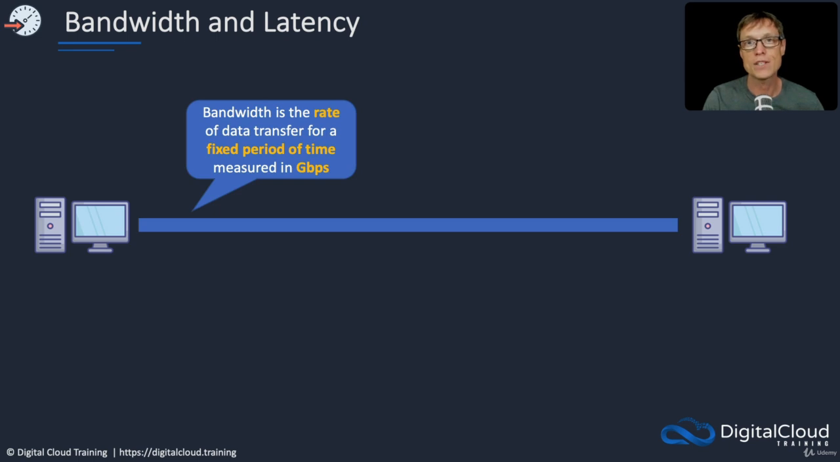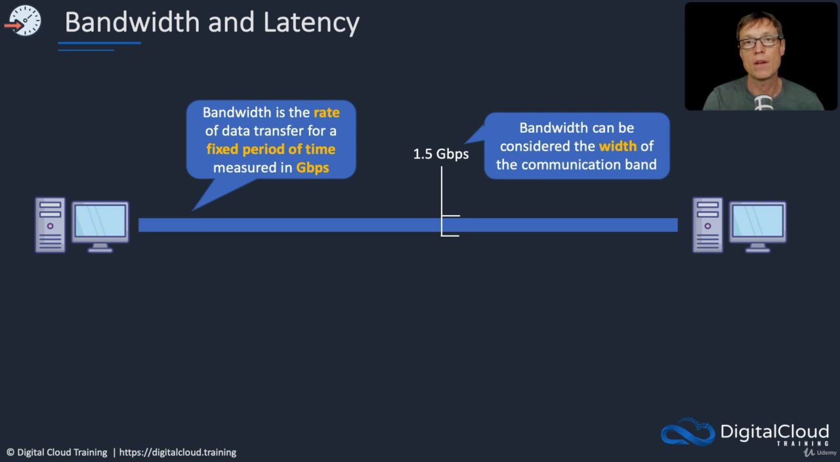Bandwidth is the rate of data transfer for a fixed period of time. So think about this as the quantity of data you can send in a period of time. So for example, in this case, we could send 1.5 gigabits per second. That's 1.5 gigabits of data for every second. So think of bandwidth as the width of the communication channel.